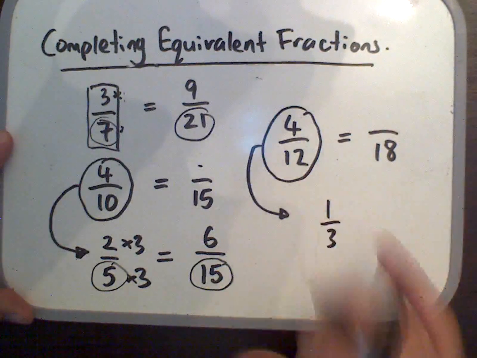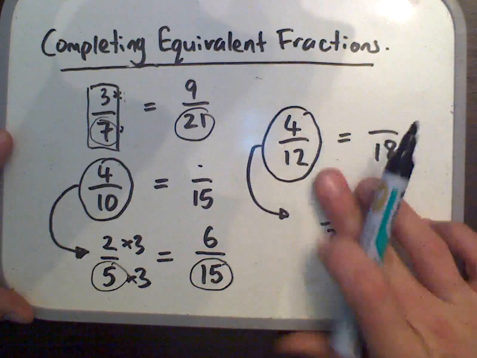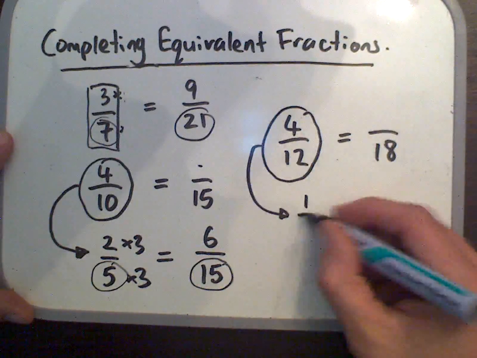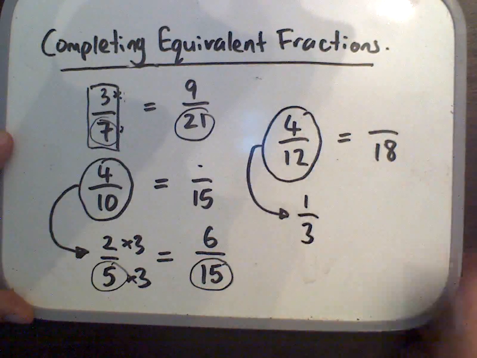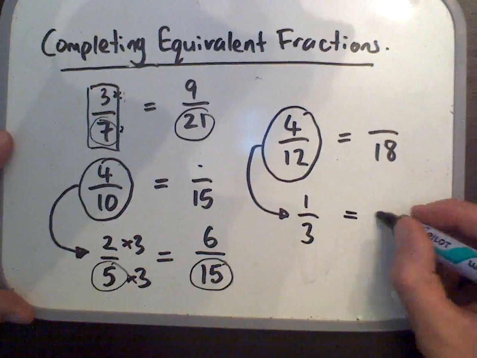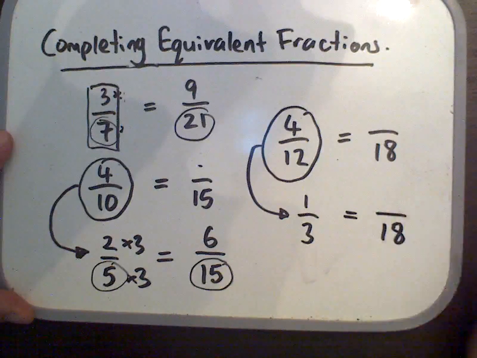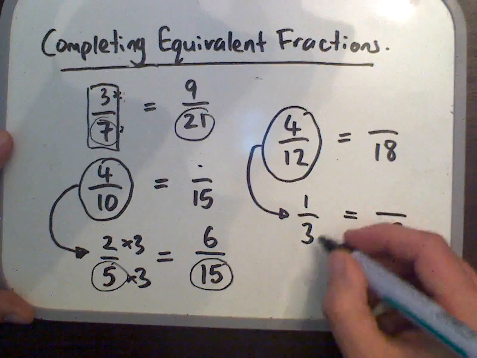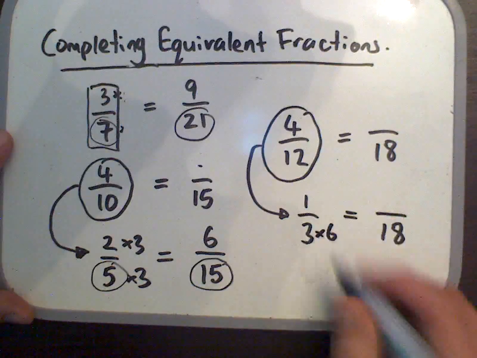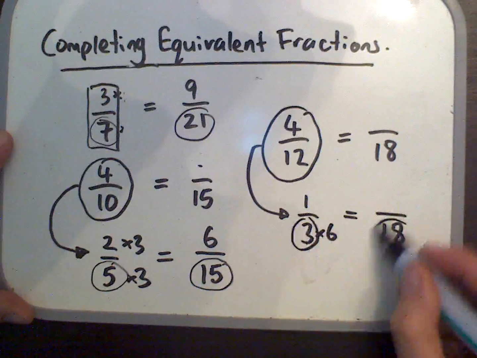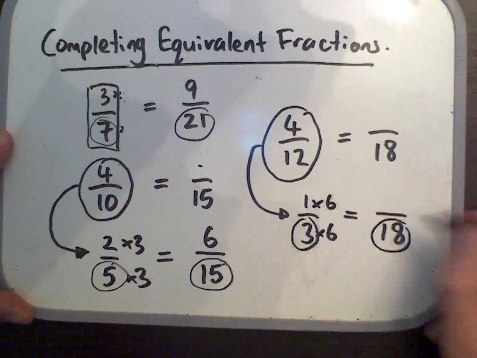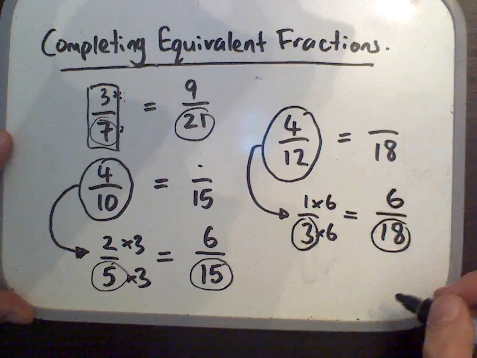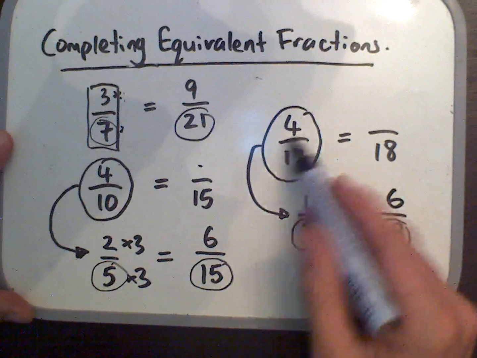So what we have here is 4 over 12. That can be simplified down to 1 over 3. We know that that's got to be equal to something over 18. Now, if I multiply 3 by something to get to 18, that value will be 6. So again, 3 and 18 are the linked parts. I multiply the top by 6 to get 6 over 18. That's a nice simple strategy.